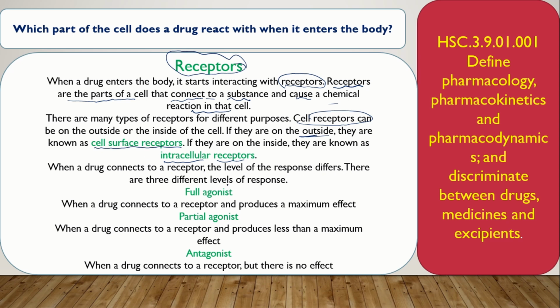Okay, when drugs connect to a receptor, the level of the response differs. There are three different levels of responses: full agonist, partial agonist, and antagonist. And a question may come on all three. The question on the full agonist will say a receptor produces a maximum effect. Maximum effect, this is a full agonist. Produces less than maximum effect, this is a partial agonist. No effect, this is an antagonist. Clear? The answer to the question is one word: receptors.